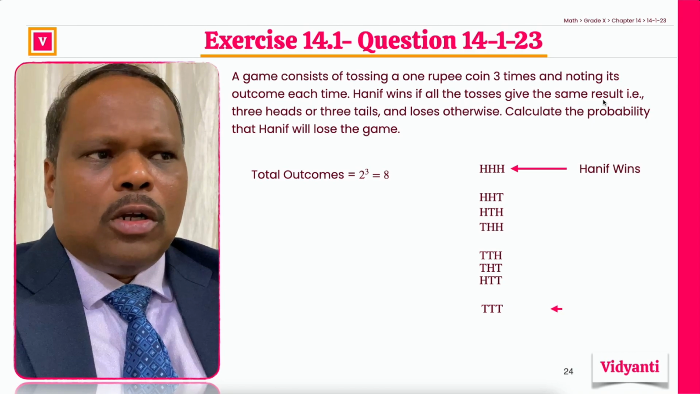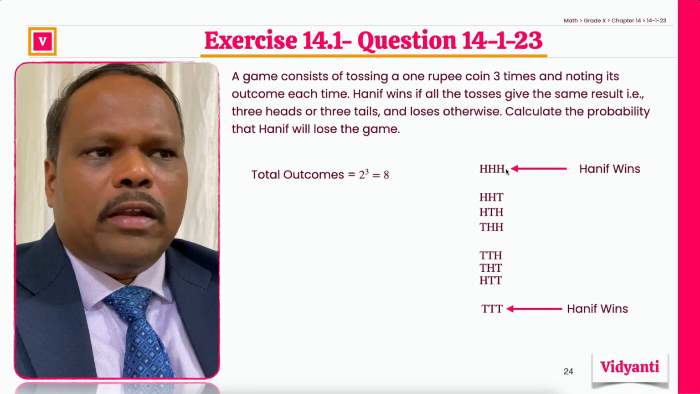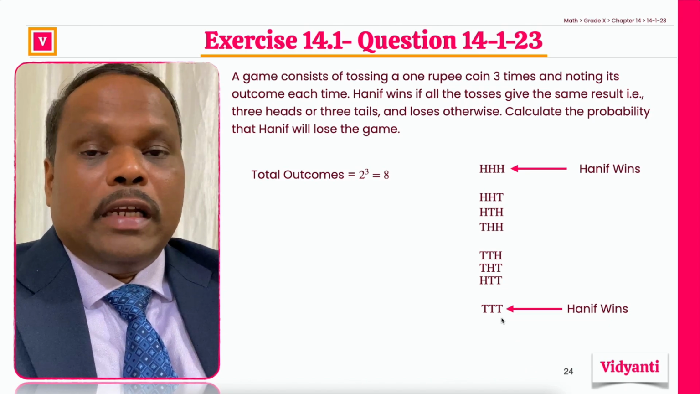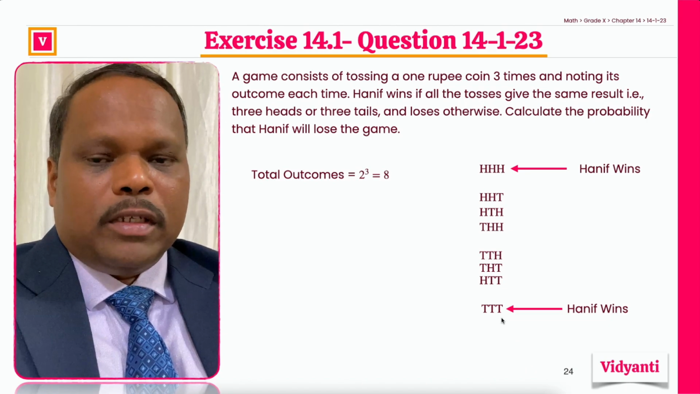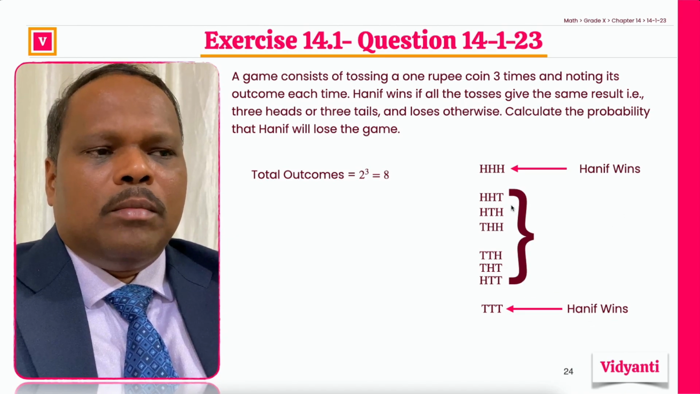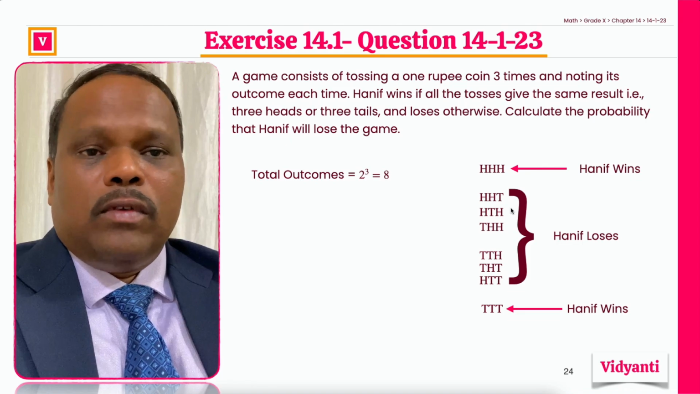So all tosses give the same result. So Hanif wins if all 3 are heads, which is the same result, and all 3 tails, again TTT, same result, HHH, same result. That's why Hanif wins. And in the middle 6 cases, Hanif loses.